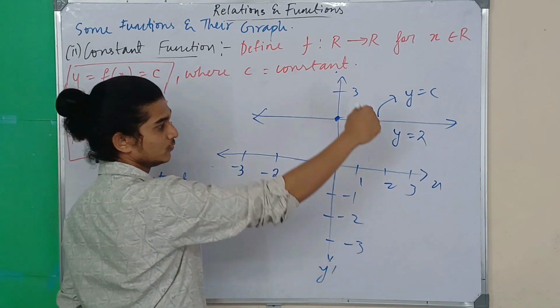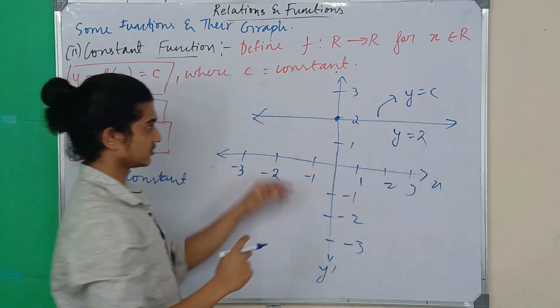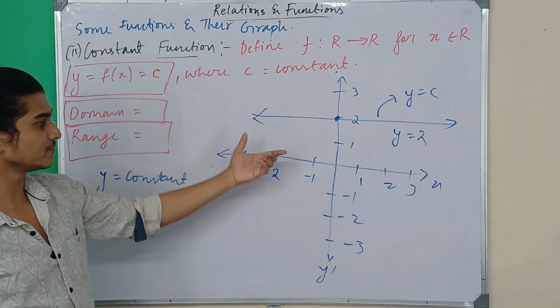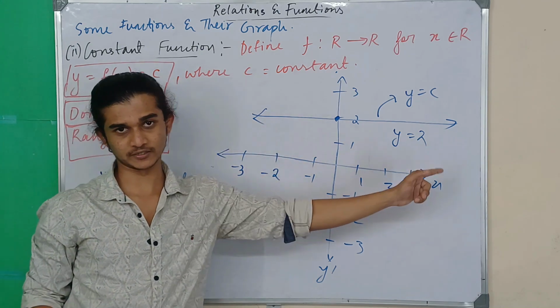So C equal to 2. So that's why y equal to 2. So this is the example of a constant function. That's why we call it a constant function, because it is basically constant.